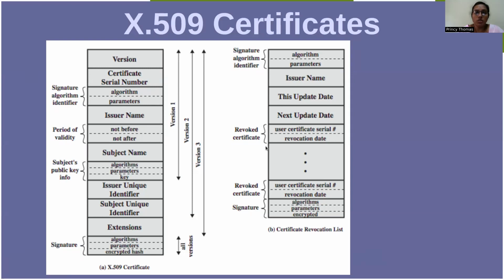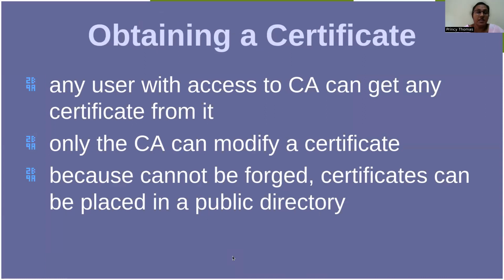If it is revoked, then the revoked certificate's user certificate serial number and revocation date will be there in this. Then there is other information. All the other certificates which have been revoked will be listed over here. So each certificate that is revoked will have this particular format and will be listed over here. Then again, see the whole list up to over here. And then finally, there is a signature also. Okay, so algorithm, parameter, and encrypted hash. Okay, so this is how a certificate revocation list is given.